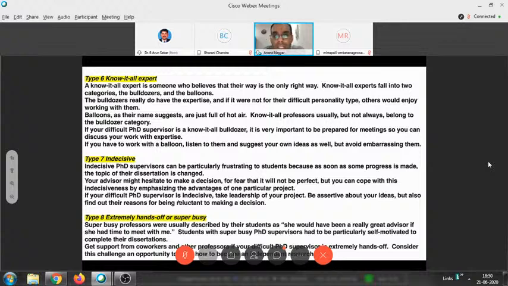This is one of the most difficult persons to handle in the world. And after that, type 8, extremely hands-off and super busy. Sometimes people make mistakes: I take a person who is a professor, who is a high administrator. Please, everybody, don't take any guide in your life who is involved in much administrative activities. If he's involved in administrative activities, let me tell you, 90% he will not guide you, because he's automatically very busy when the time comes to you.